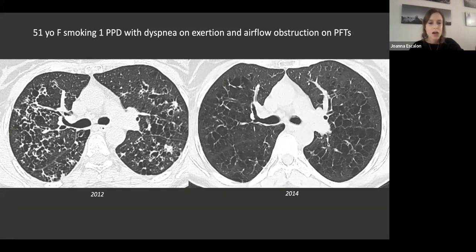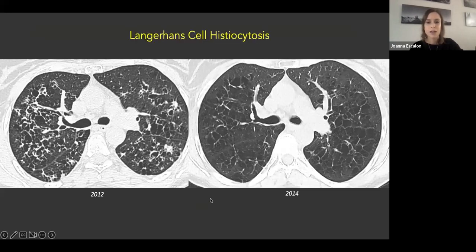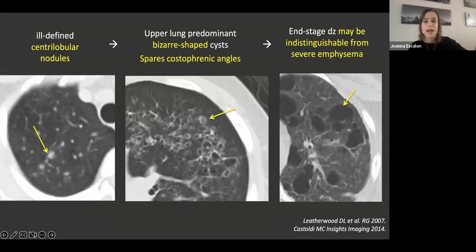Excellent. So for those that are getting it, we see there's upper lobe prominent bizarre shaped cysts as well as some nodules. And then they sort of coalesce in what is almost difficult to distinguish from just severe emphysema. As many of you guessed, this is Langerhans cell histiocytosis. It has a predictable progression. They have ill-defined central lobular nodules.